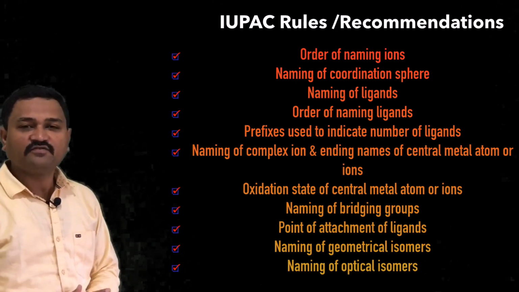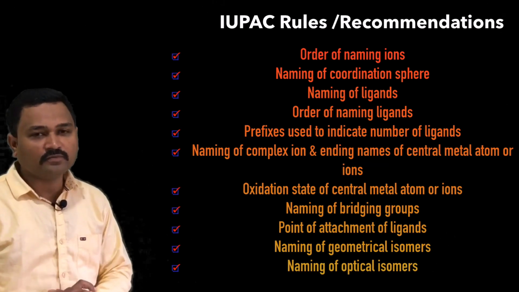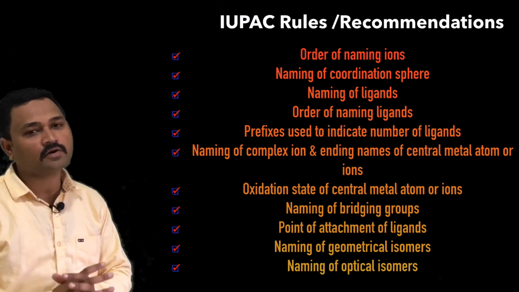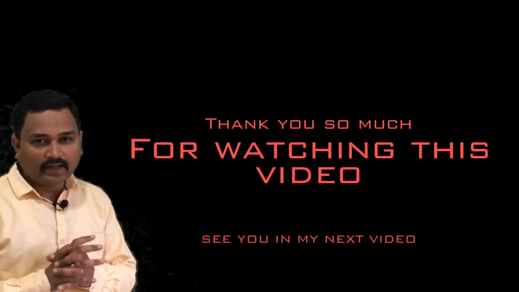So these are the 11 different rules that we have studied for the systematic nomenclature of coordination compounds or complex compounds. Hope you will like this video.